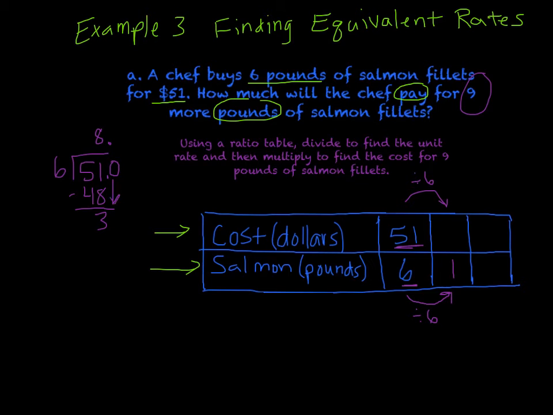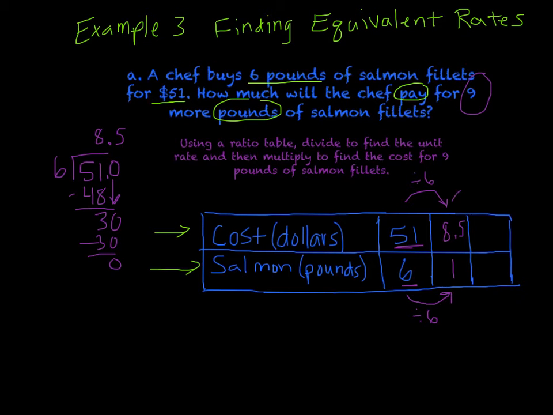Okay, bring your 0 down. How many times does 6 go into 30? 5 times. So over here, 51 divided by 6, and I could do this math too, I forgot to do that. So I end up with 0. How many times can 51 be divided by 6? Well, it can be divided 8.5 times, or 8 5/10 times. So now I'm at a point where I have to say, okay, if 1 pound costs $8.50, how much does 9 pounds cost? And that's where this comes into play. Then multiply to find the cost for 9 pounds of salmon fillets.